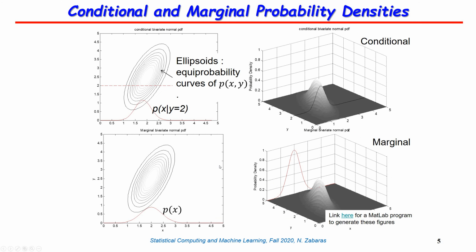All right, I'm giving you some plots and a little MATLAB program to play with and understand more about the multivariate Gaussian in 2 dimensions.